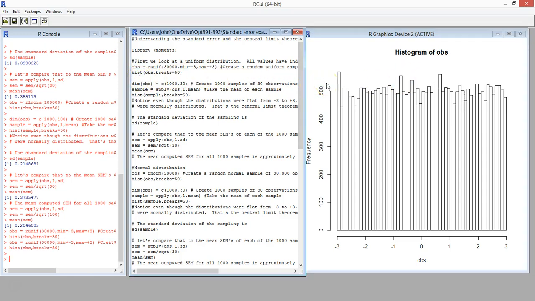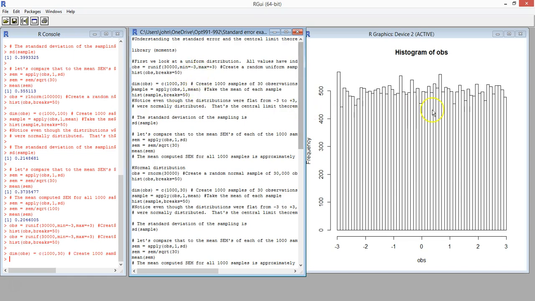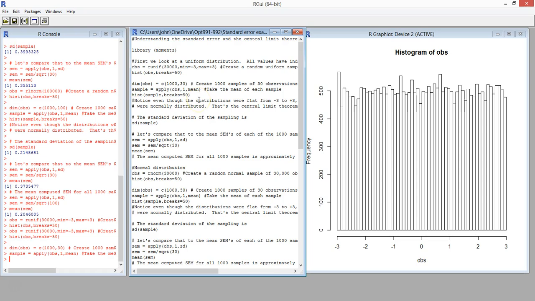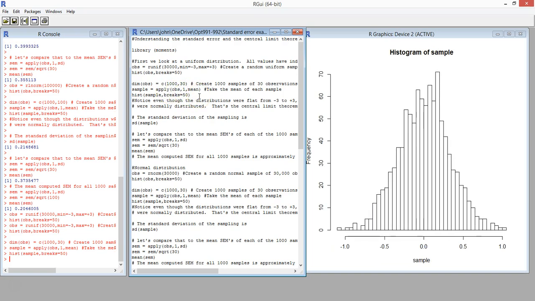Now we're going to do something a little bit different. We're going to dimension these 30,000 variables into 1,000 samples of 30 observations each. So now instead of raw numbers, we're going to have 1,000 samples, and we're going to take the mean of each of these. So we're going to take the mean of each row of this dimension. And then we're going to plot the 1,000 means.